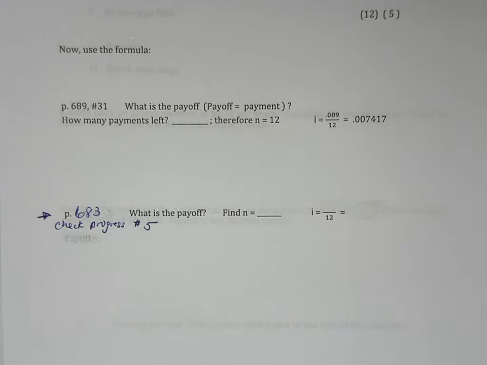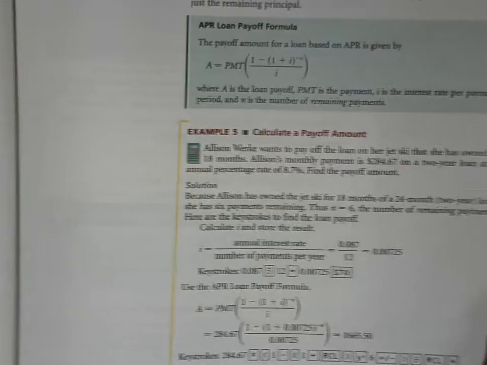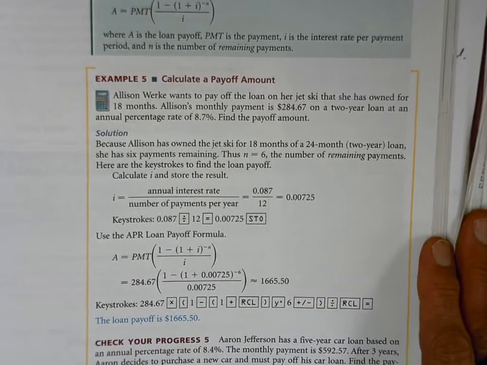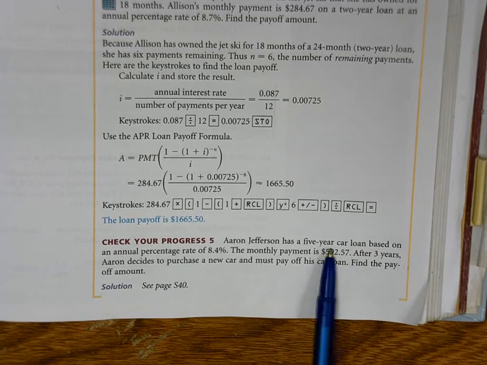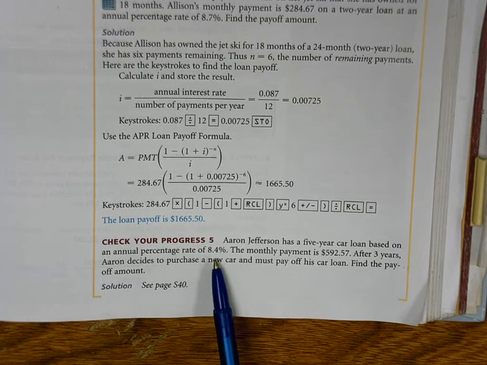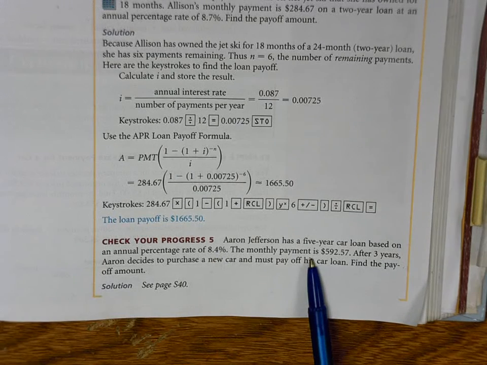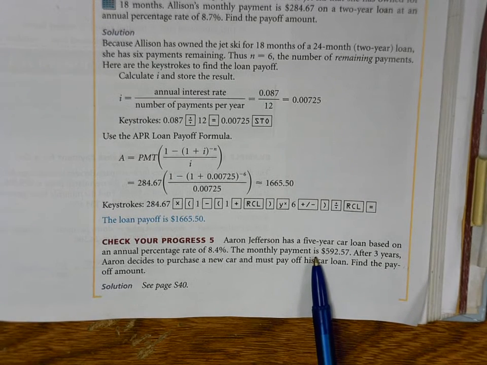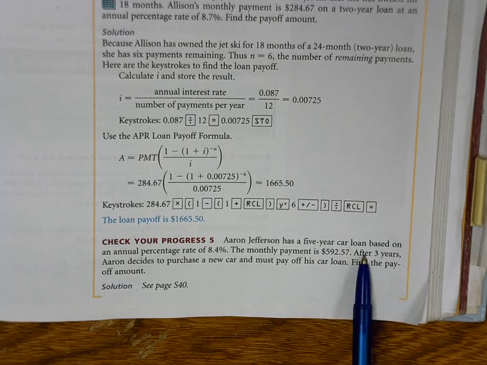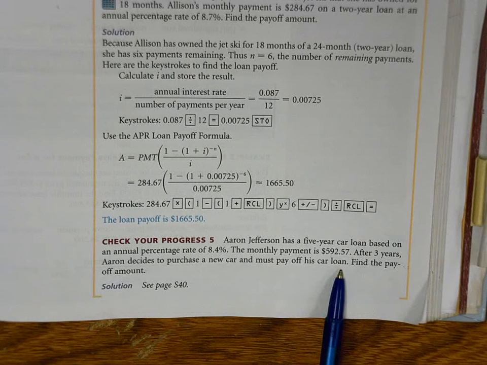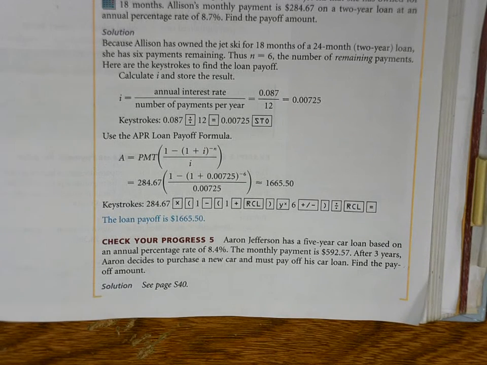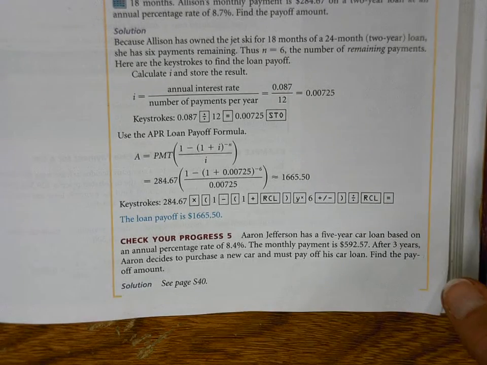Let's start off. Let's find out what the problem's about. It says, here, let me put the book up here in case you don't have your book. Okay. Aaron Jefferson has a 5-year car loan based on an annual percentage rate of 8.4%. The monthly payment is $592.57. After 3 years, Aaron decides to purchase a new car and must pay off his loan. Find the payoff amount.